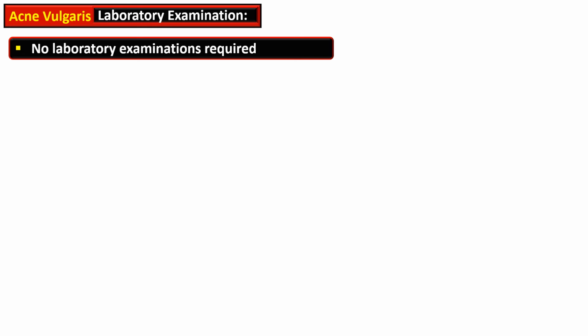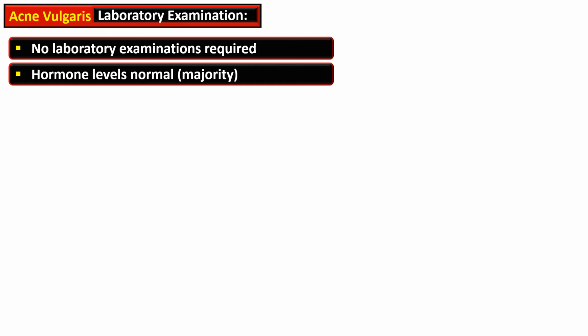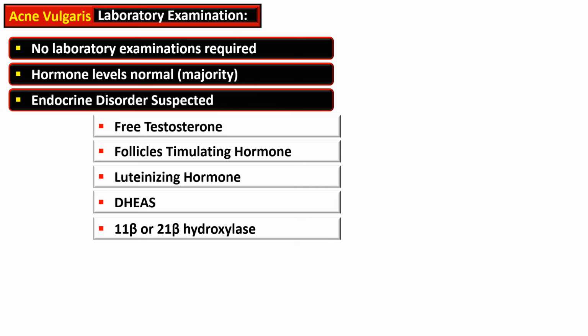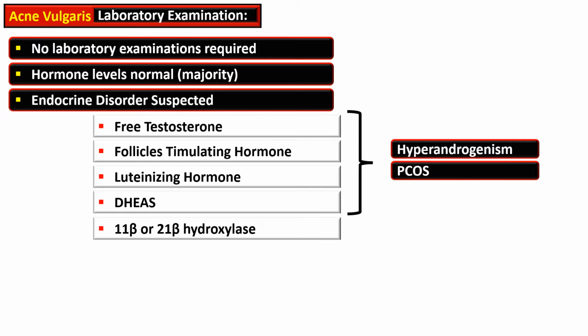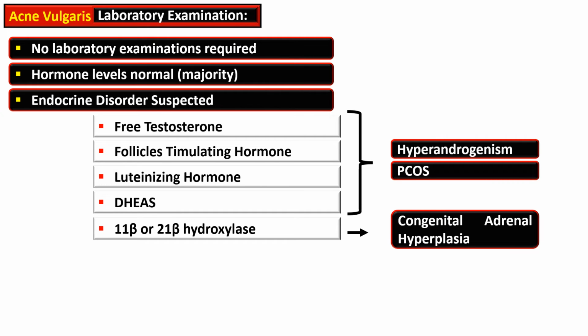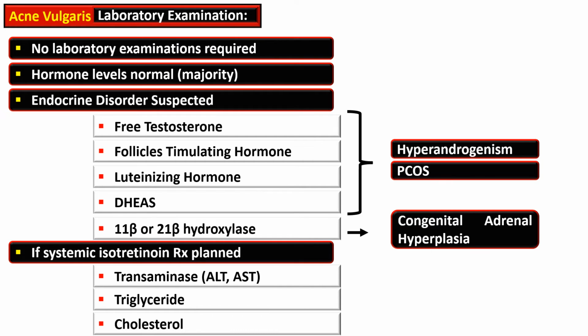No specific laboratory examination is required, and in the majority of cases the hormone levels are normal. But if there is a suspected endocrine disorder, free testosterone, follicle stimulating hormone, luteinizing hormone, dehydroepiandrosterone, and 11 beta or 21 beta hydroxylase are important, and these can be helpful in the diagnosis of hyperandrogenism, polycystic ovarian syndrome, or congenital adrenal hyperplasia. If systemic isotretinoin treatment is planned, transaminases, both ALT and AST, triglyceride level and cholesterol level are essential.